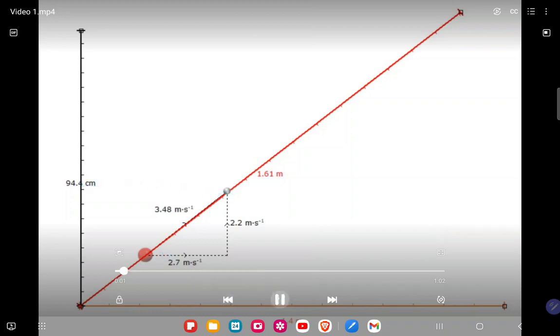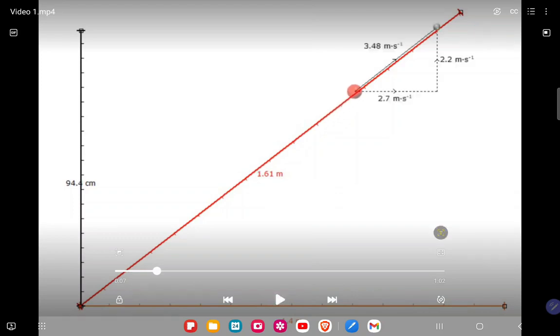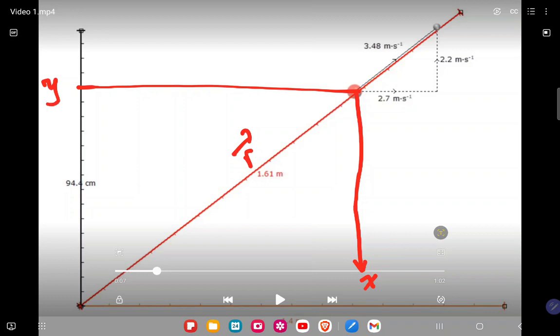This ball is moving along this path, and this vector here is the position vector r. The intercept with the x-axis is x, and the intercept with the y-axis here is y. The position vector r in this case is equal to x i hat plus y j hat. So two coordinates are used here to represent the position vector for an object moving in two dimensions.